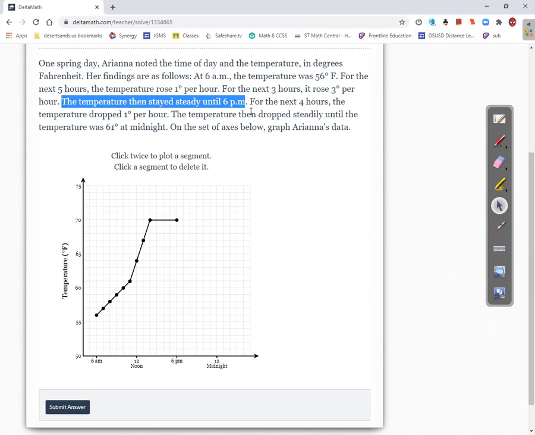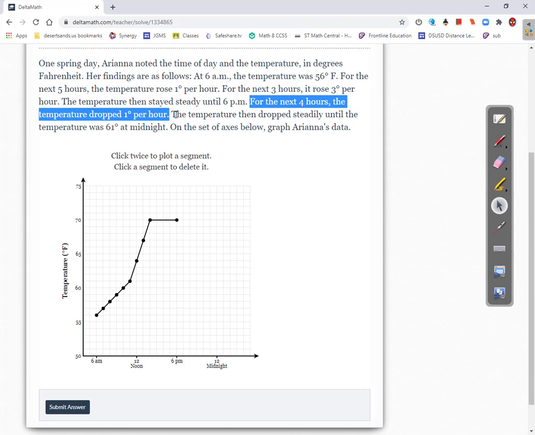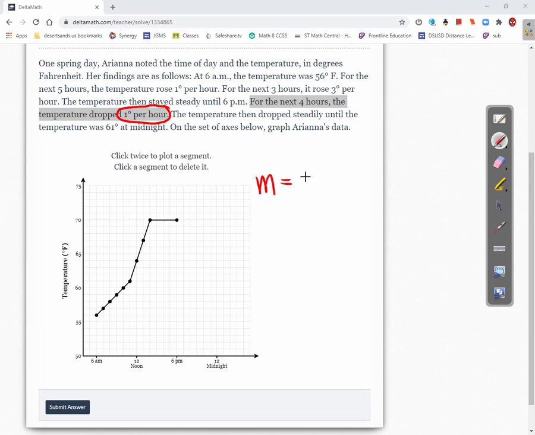All right. After that, for the next 4 hours, the temperature dropped 1 degree per hour. So again, find our M. And our M in this case is 1 degree per hour. So I'm going to put M is equal to, wait a minute, dropped. Yeah, this is a key. If it dropped, the temperature is going down. So that's going to be -1 degrees per hour, and per is 1 hour.